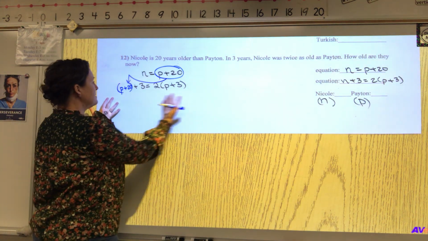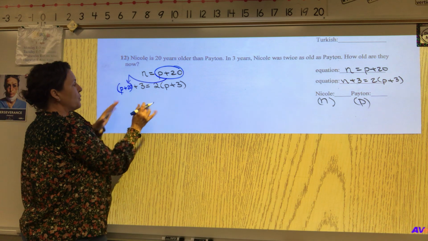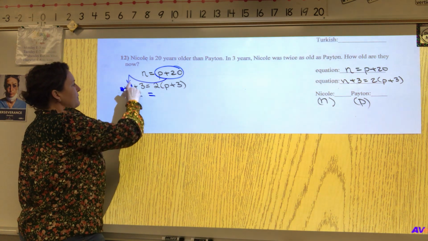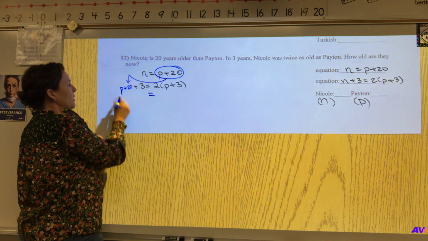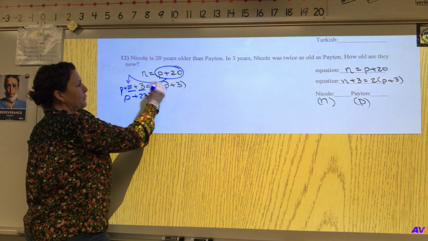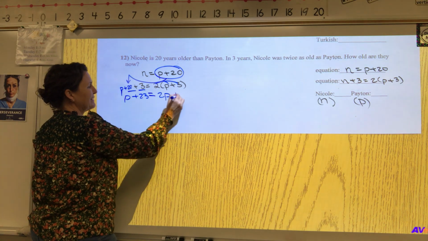Now, once I get to this, I'm going to solve this, and it's going to give me my P for Payton. Now, I got stuff going on both sides. I'm going to clean up this side. So I'm going to take the parentheses off as they're not needed. I just did that for protection. So I have Payton, and 20 plus 3 is 23. This side we have a really small distribution problem. 2 times P is 2P, and 2 times 3 is 6.